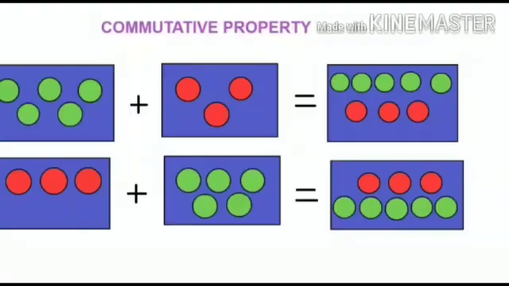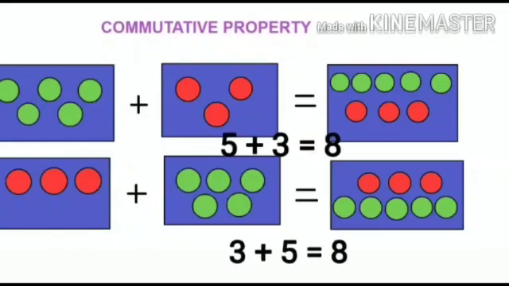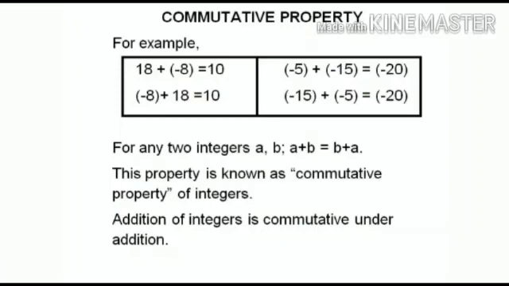Next property is commutative property. Look at the picture. What do you observe? If we interchange the position of the integers, the result remains the same. For example, 18 is added to negative 8, the result is 10. And negative 8 is added to 18, the result is also 10.